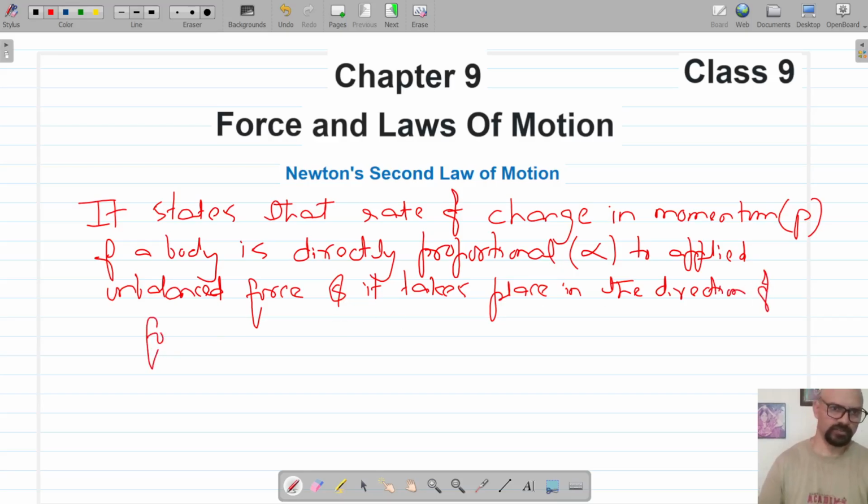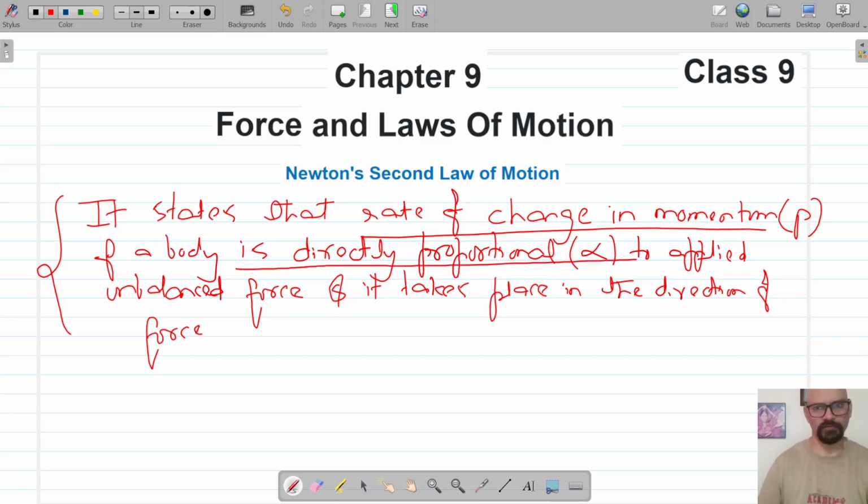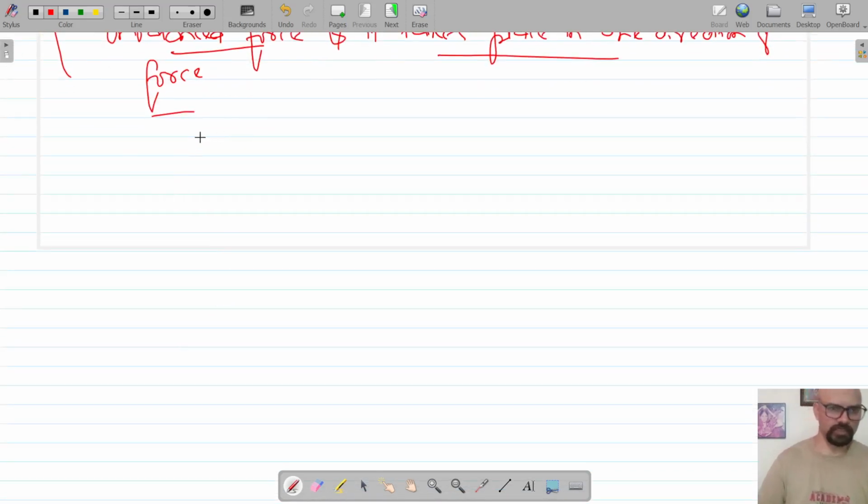So this is the definition of Newton's second law of motion, which states that the rate of change in momentum of a body is directly proportional to the applied unbalanced force and it takes place in the direction of the force. Let's derive its mathematical expression, and hence we will define the SI unit of force. So, the derivation of Newton's second law, or the mathematical expression.